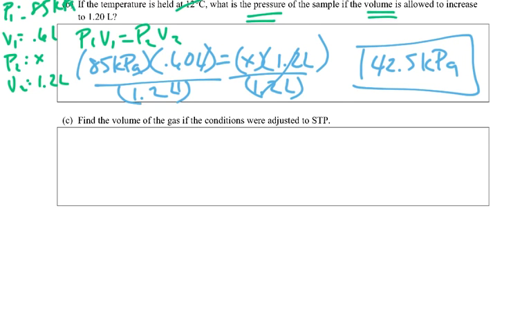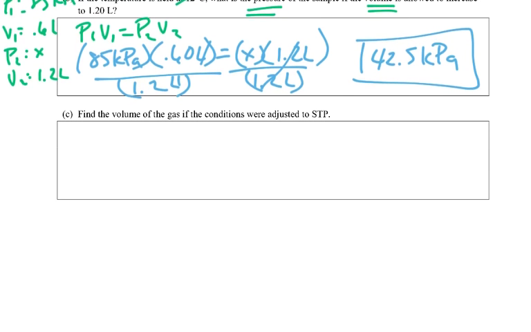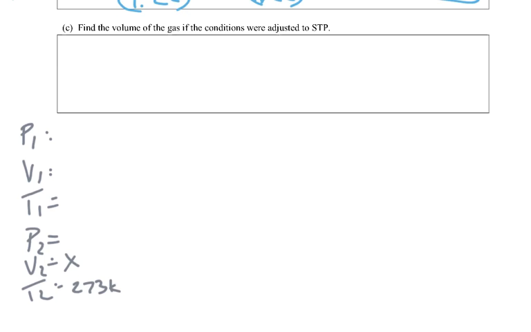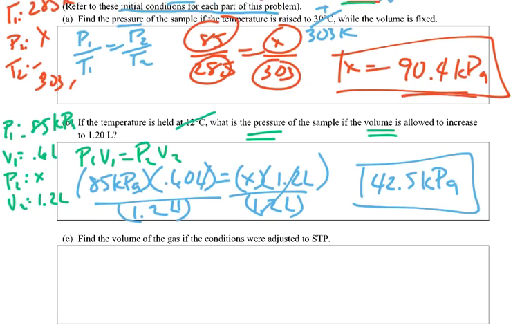Find the volume of the gas if the conditions were adjusted to STP. We have some room down here, so let's do it down here. Let's get a new color. P1, V1, T1, and we have P2, V2, T2. The question here is what would the volume be at STP? So we're looking for that volume. We know the temperature is 273 Kelvin, that's STP. Because we're working in kilopascals, the pressure is 101.3 kilopascals.